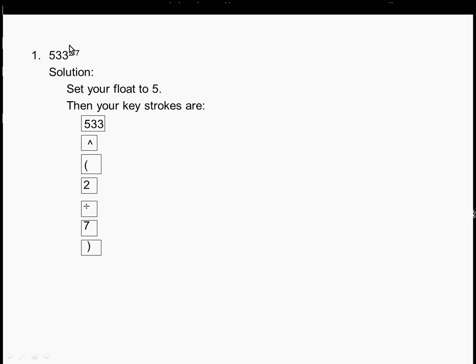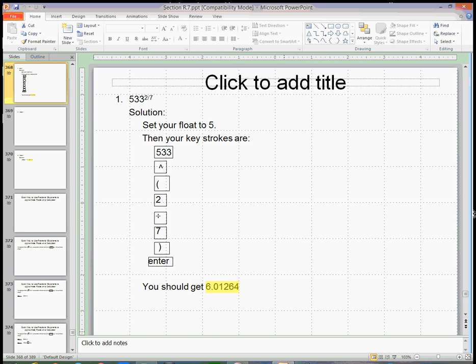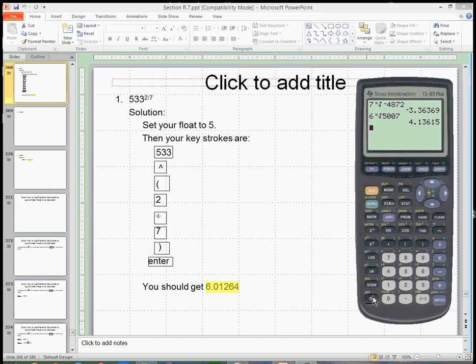Anytime the exponent has an operation, you need to enclose parentheses around it, unless you have one of those calculators that does the nice print where you can tell you're in the exponent. Then press enter, and you get 6.01264. Again, on my calculator, clear all this stuff out. So I got 533 raised to open 2 divided by 7, close, enter.